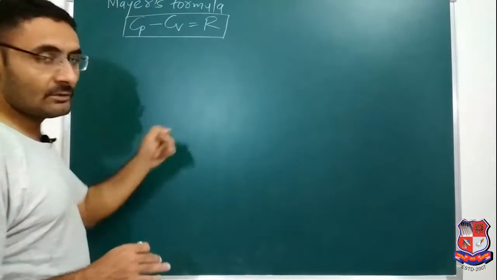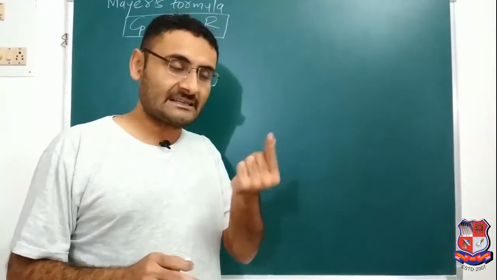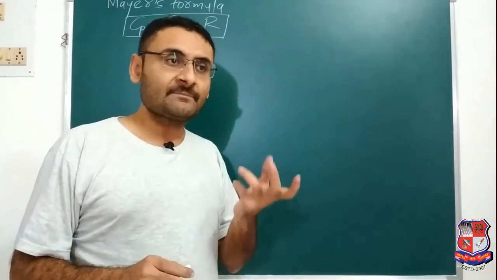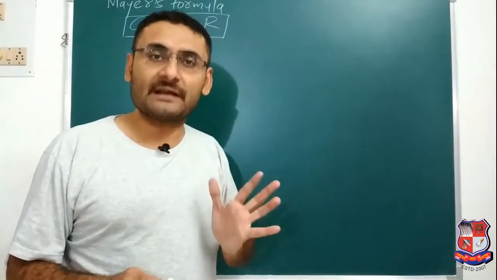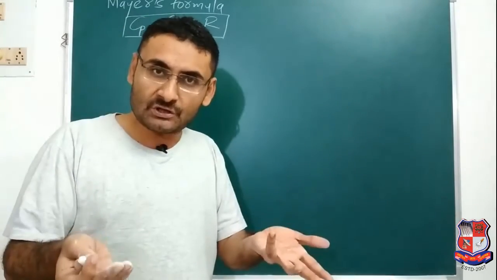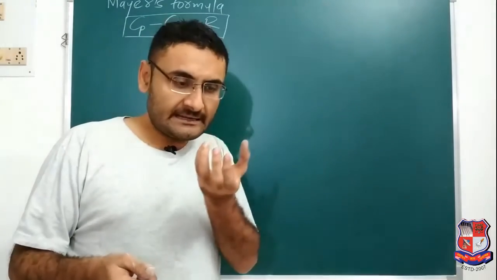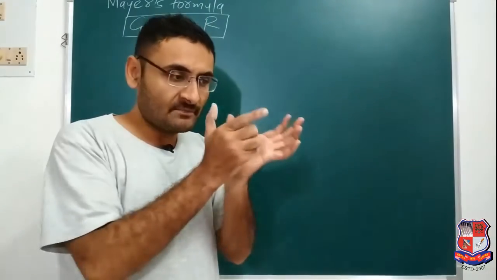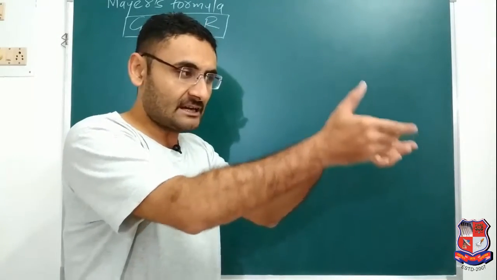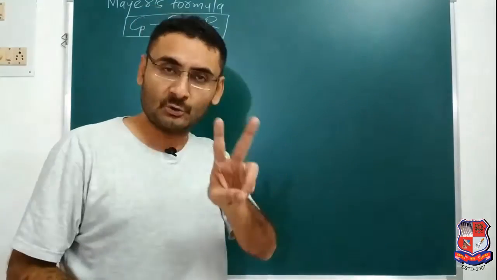Now, how will we derive this equation? First of all, we will make one statement and convert it into an equation. The statement is that when heat is supplied in a constant pressure process, that heat is utilized for 2 purposes.